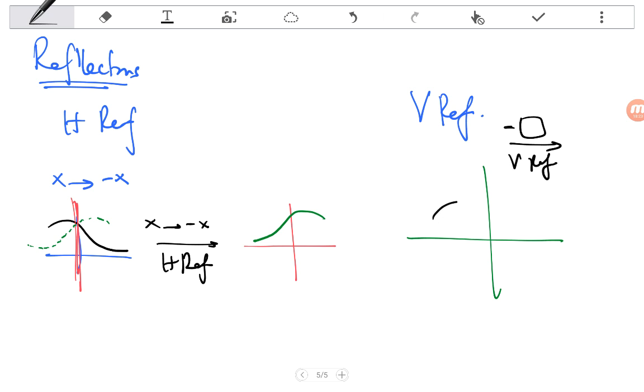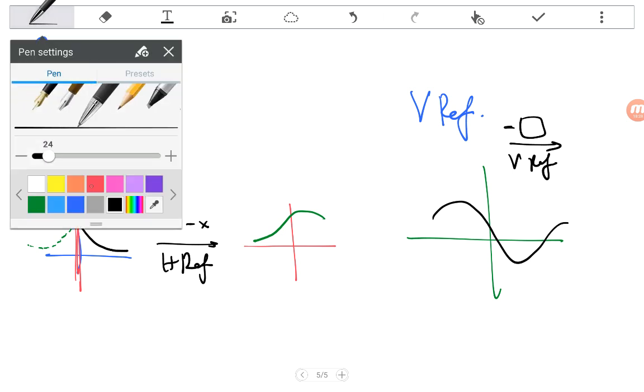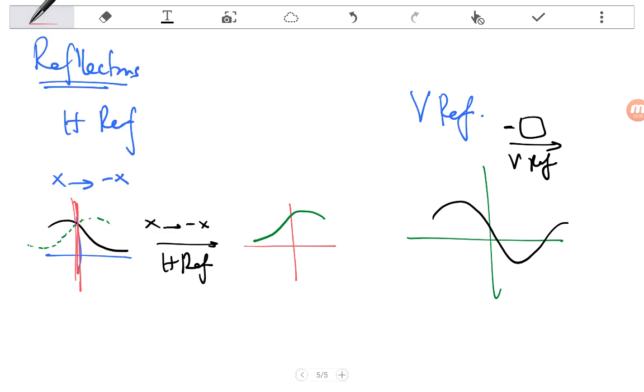What is a vertical reflection? If I have a function like this, what is the vertical reflection of this function? Can you predict? Which axis am I reflecting about? The x-axis, yes, in this case. So it would be something like this.